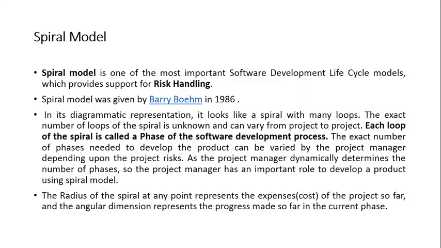So if we have a risk associated project, then the spiral model is the best model, because risk management is done in this model, which was not done in any of the models we have done so far, right? So what do you mean by a spiral model? This is the most important SDLC model which provides support for risk handling. It was given by Barry Boehm in the year 1986 in a research paper, while it was practically used in 1988.